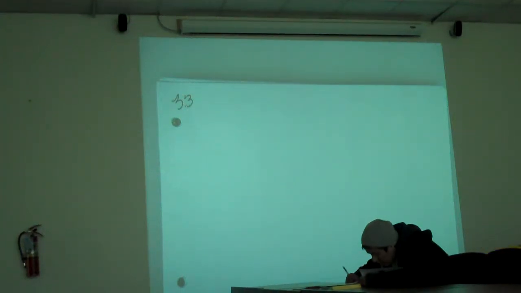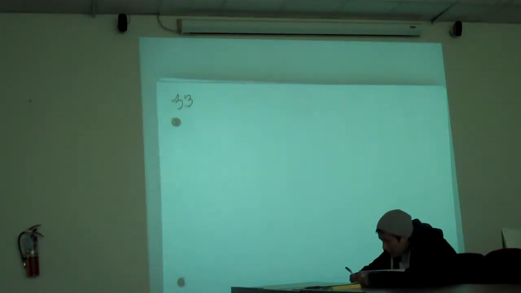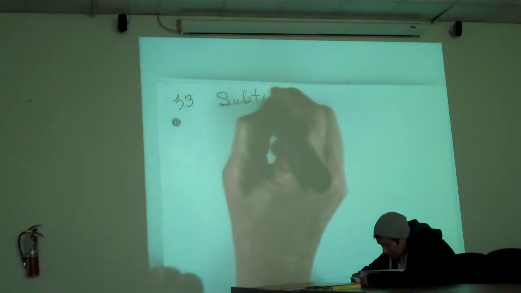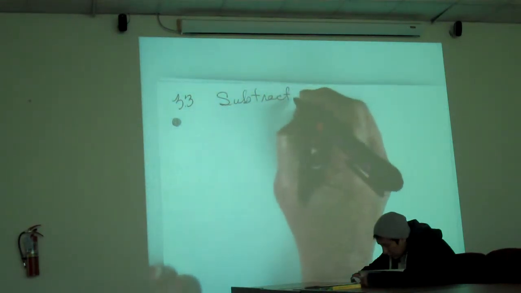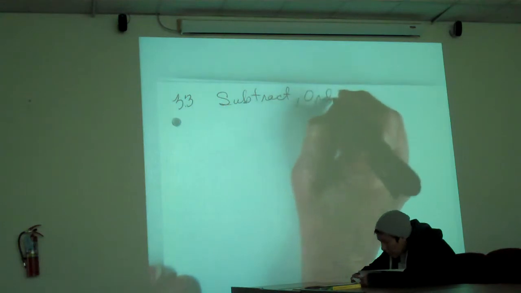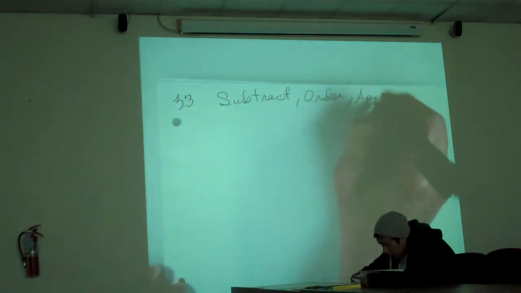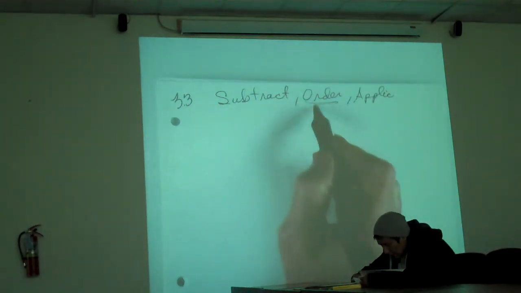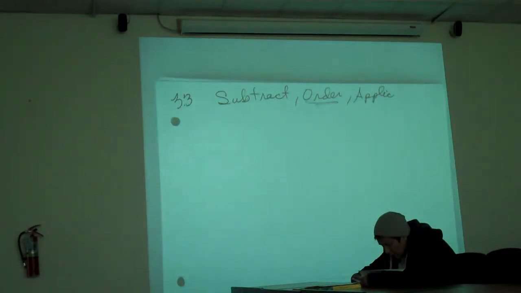Now we're going to do 3.3. 3.3, subtraction. Subtracting fractions. It's subtracting fractions, order, and applications. So we're subtracting fractions, we're seeing what order fractions come in, and we're doing word problems that have to do with fractions. Okay, subtracting fractions.